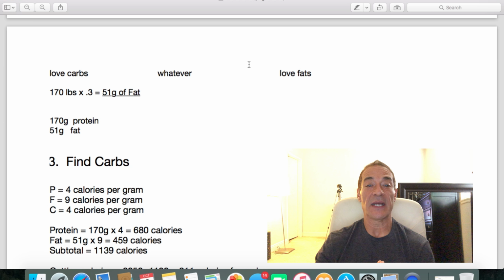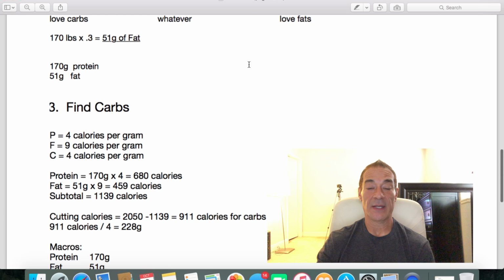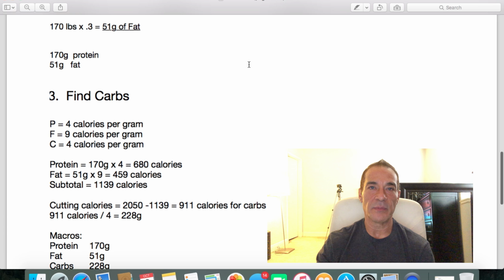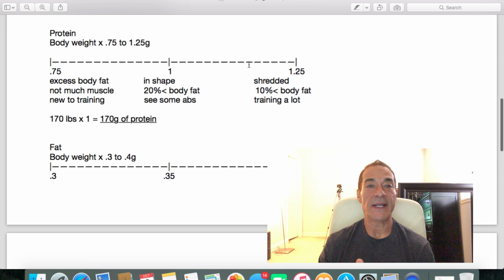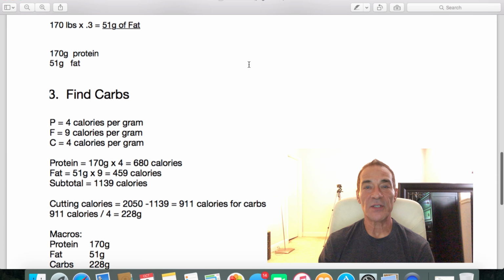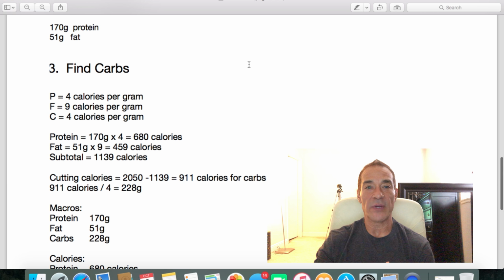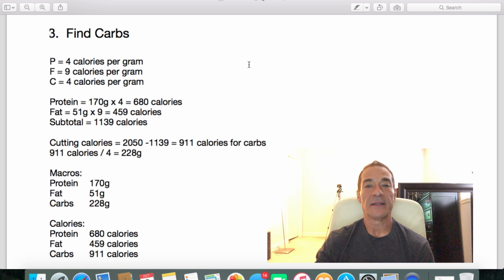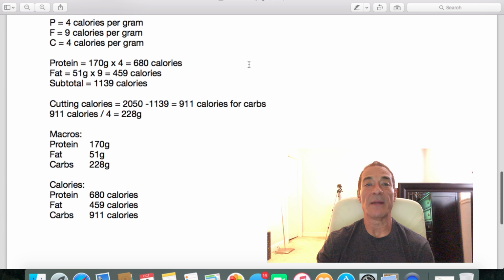Now for this exercise, I'm going to use 0.3 because carbs, I think, are probably the most rewarding and the most filling, and I think that's what people mostly miss when they're cutting or on a diet. So we'll go 170 in body weight times 0.3 equals 51 grams of fat. So these are your macros. We had 170 grams of protein, and now we have 51 grams of fat. That's what we have thus far.